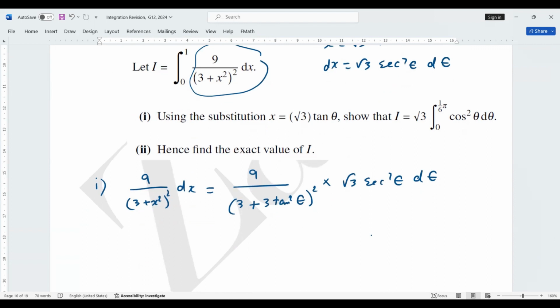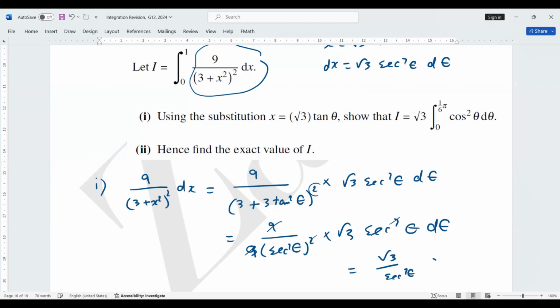1 plus tan squared is sec squared. Then you can take 3 as a common factor. It's 1 plus tan squared, but here we have a square also, so it's 9. And then this one is sec squared theta, all squared, multiply radical 3, sec squared theta, d theta. Cancel 9 with 9, and the square with the square. So it's radical 3 over sec squared theta, d theta.